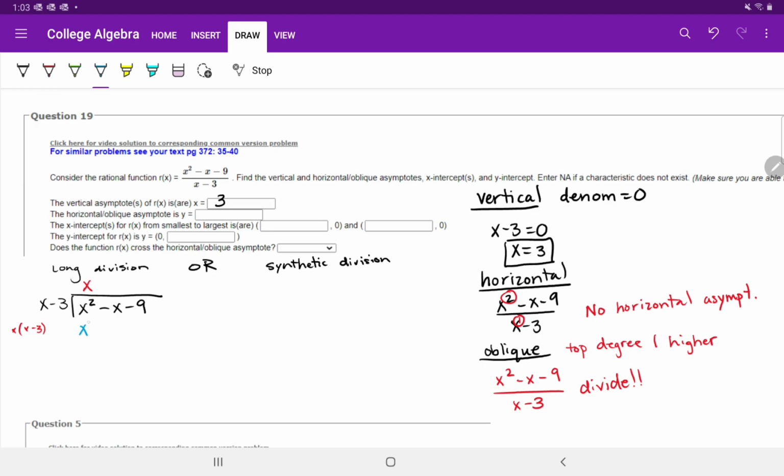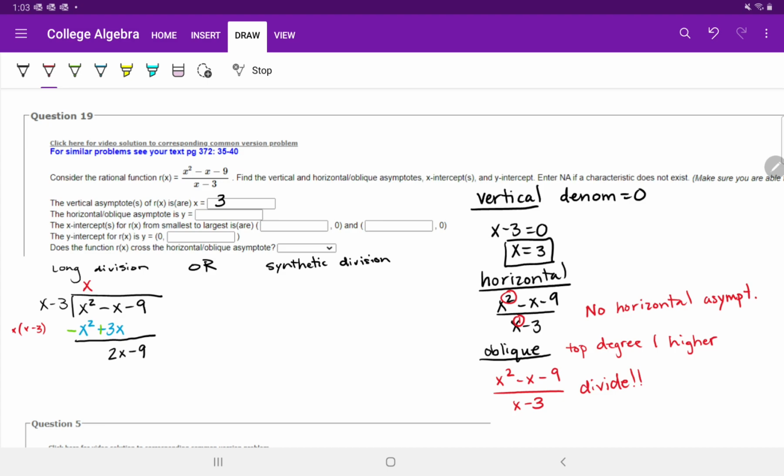So that would be x squared minus 3x. But since we're subtracting this line, you have to switch both signs. And on the next line, we will combine all like terms. So our x squared and negative x squared combine, but that gives us 0. Our negative x and positive 3x combine and give us 2x. And then our negative 9 does not have anything to combine with, so we just rewrite it.